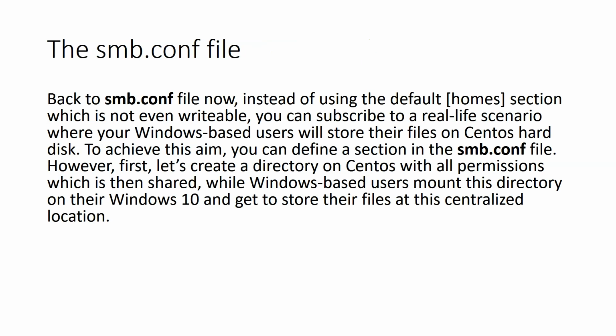Back to the smb.conf file now. Instead of using the default home section, which is not writable, you can simulate a real-life scenario where your Windows-based users will store their files on the CentOS hard disk. To achieve this aim, you can define a section in the smb.conf file. However, first, let's create a directory on CentOS with all permissions, which is then shared, while Windows-based users mount this directory on their Windows 10 system and get to store their files at this centralized location on CentOS.